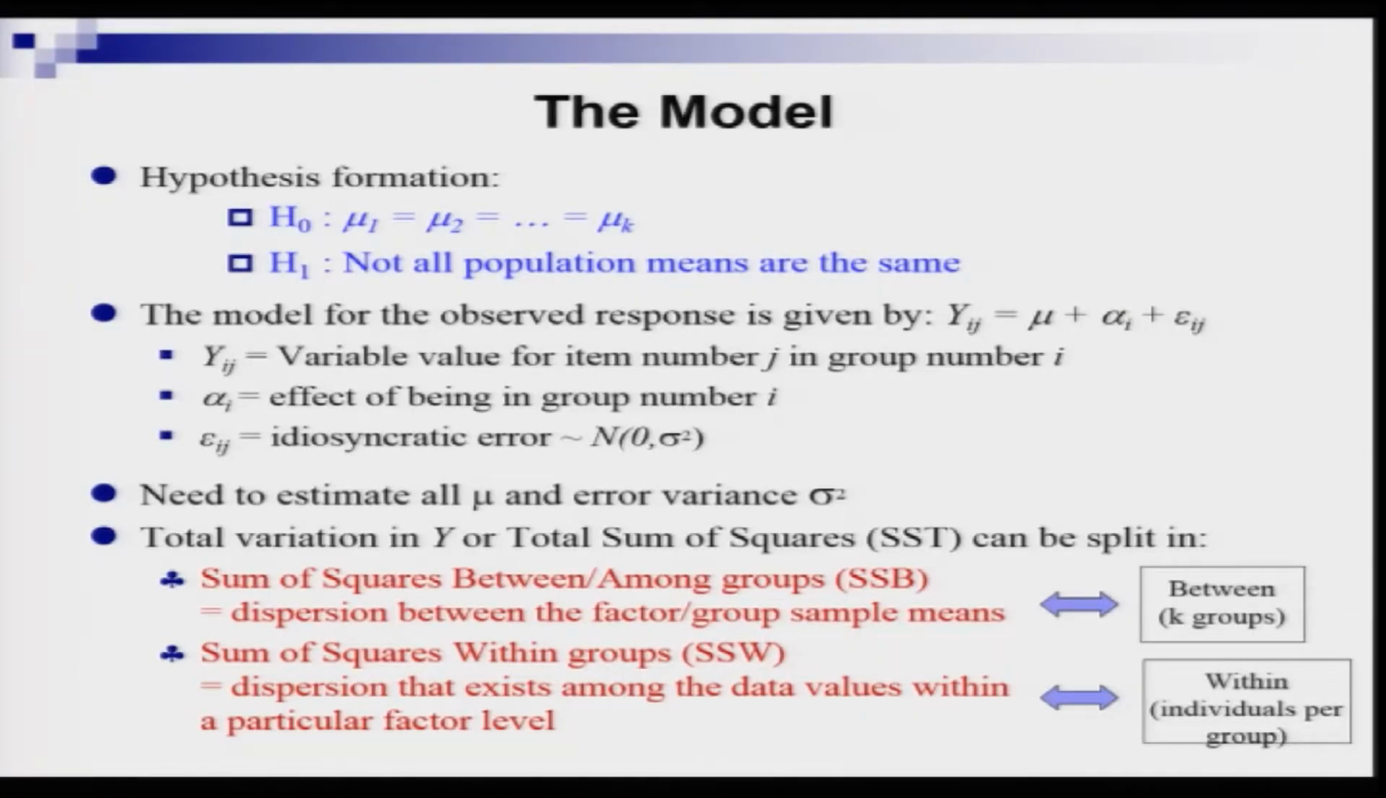Here in this slide, concentrate on the last bullet point. Here I am showing you the definition for SSB and SSW. The sum of squares between or among groups is defined as the dispersion between the group sample means. So what do I mean by this? Suppose you start with k number of groups, and then for k groups you can draw k independent samples. From these k independent samples you can now compute the corresponding sample means. So you will end up getting k sample means for y.